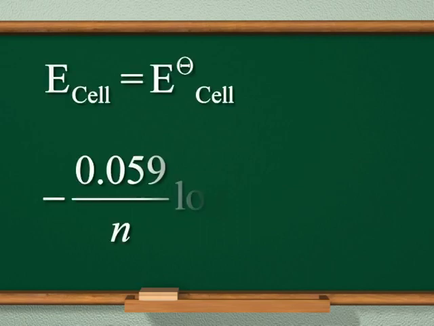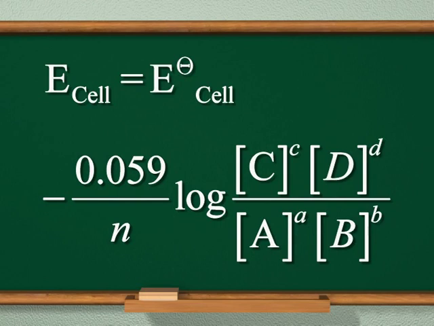Again, 2.303 RT upon F is equal to 0.059 at 298 Kelvin. Thus, we have at 298 Kelvin EMF of the cell is equal to standard electrode potential of cell minus 0.059 upon N log concentration of C raised to the power C multiplied by concentration of D raised to the power D divided by concentration of A raised to the power A multiplied by concentration of B raised to the power B. The values of A, B, C, D and N are obtained from the balanced cell reactions.